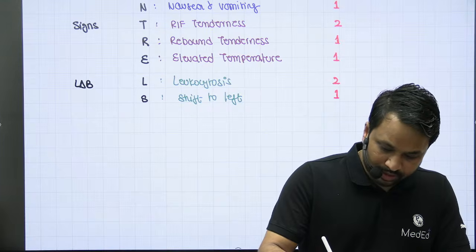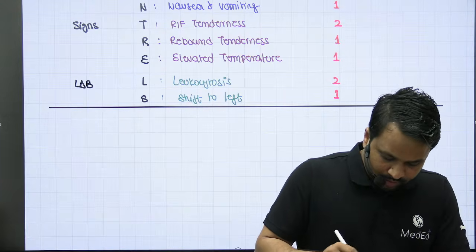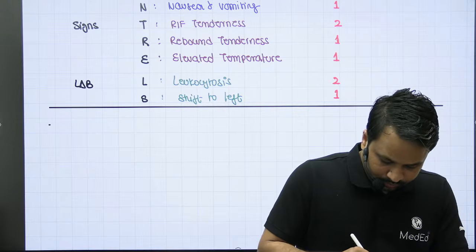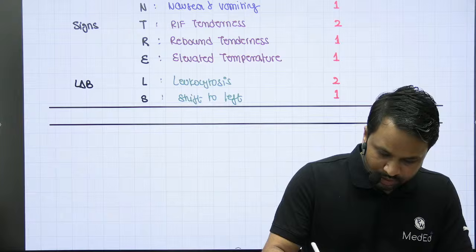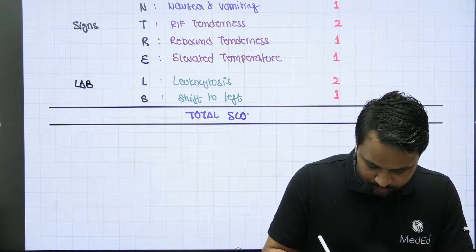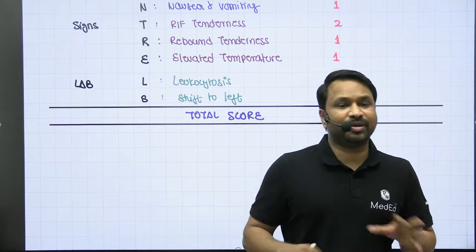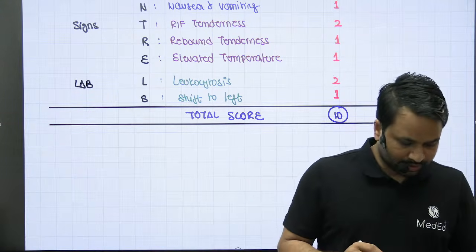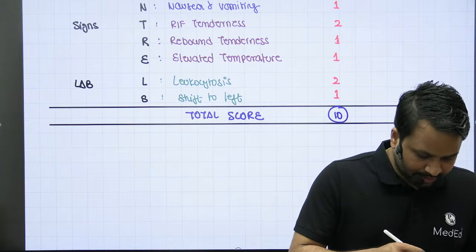So when you look at the total score for MANTRELS, it is going to be 10. And 10 is confirmatory for acute appendicitis, right?